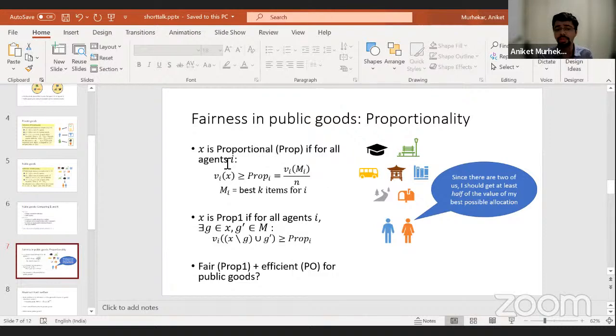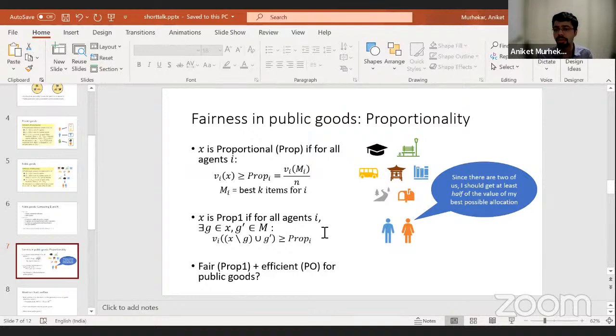It turns out that it's not always possible to guarantee proportional allocations in the discrete setting. So what we settle for is a relaxation called proportionality up to 1 good, which essentially says that an allocation x is prop 1 if for every agent i, there is a way to swap a good g, which is in the allocation, with a good g prime, which is possibly not in the allocation, and after doing this swap, the agent gets a value which exceeds her proportional share. If this happens for every agent i, we say that this allocation is prop 1 or approximately proportional. Upfront, it's not clear if prop 1 allocations even exist. So a natural question to ask is, can we obtain prop 1 allocations in public goods? And can we obtain them in conjunction with the efficiency notion of Pareto optimality?